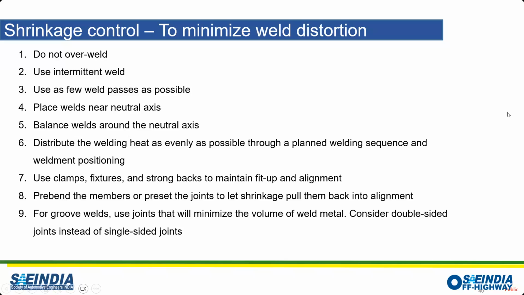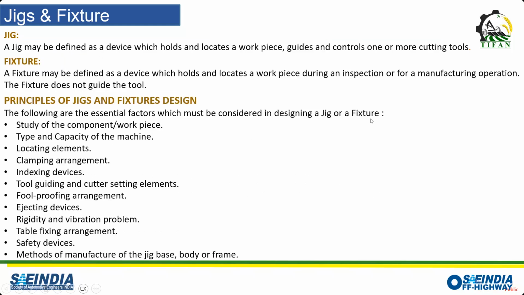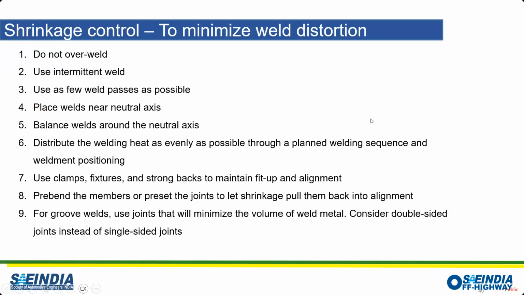And then there will be a couple more slides coming through on jigs and fixtures. But the one thing that you can make sure of is that while you are connecting all the parts together, the clamps and fixtures can help you a lot if you're positioning them well to keep the distortion in control, and you can decide the welding sequence as per that.